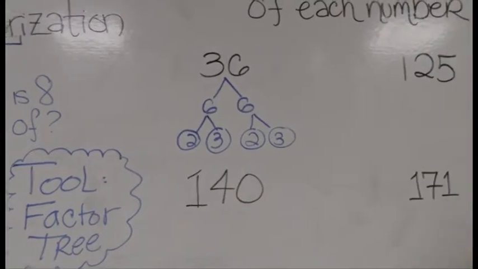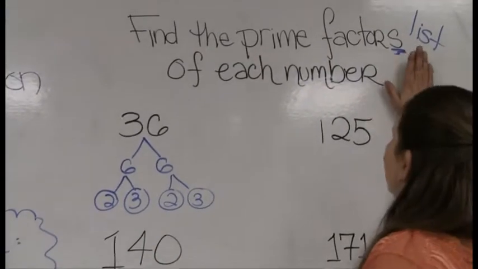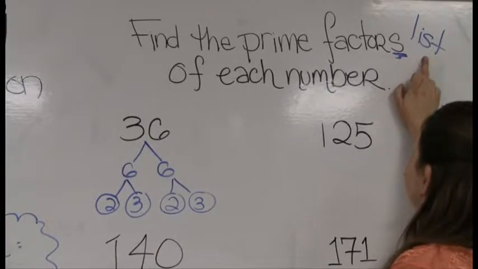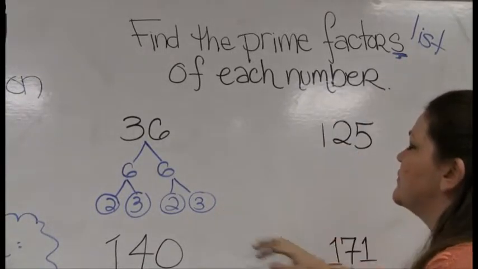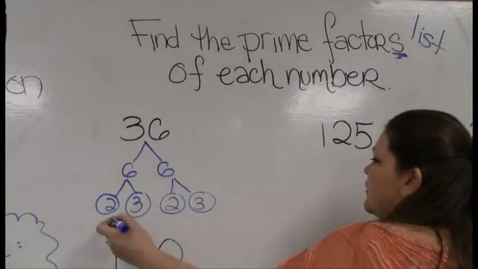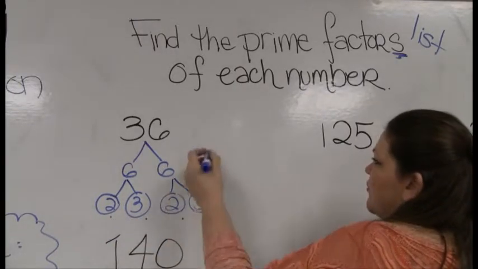So what are the prime factors of each number? When I've been asked this way to just find factors, I'm looking for a list. So I'm just going to list out the factors I found. And truth be told, there's 4 of them here, but some of them are repeats, right?